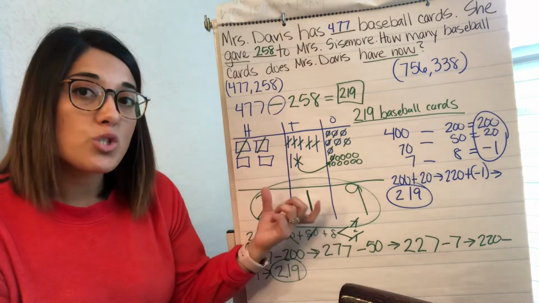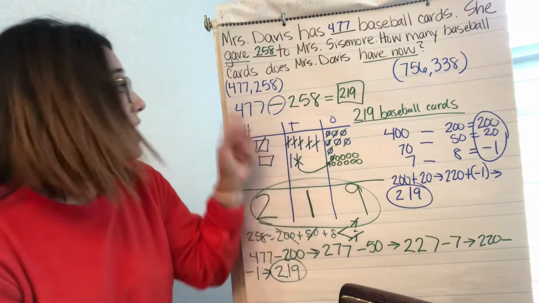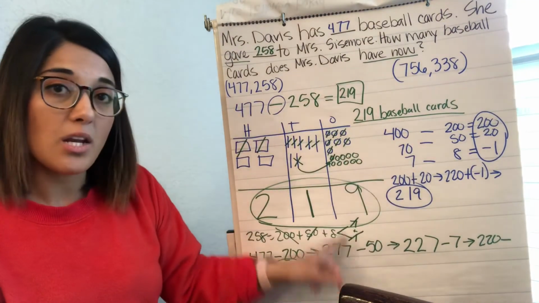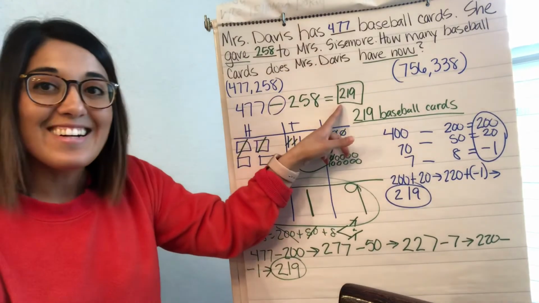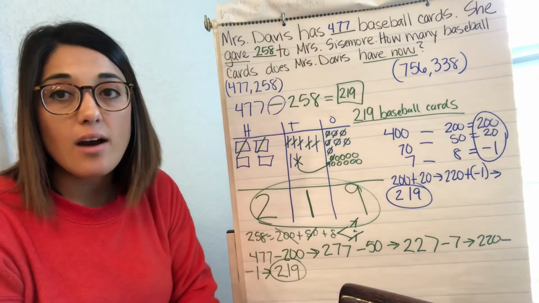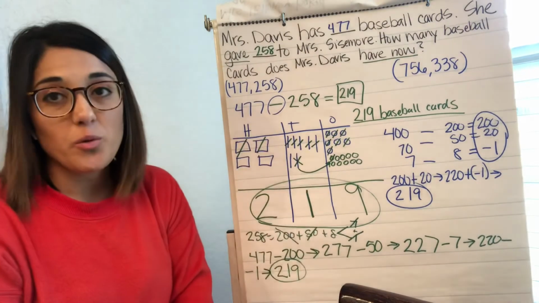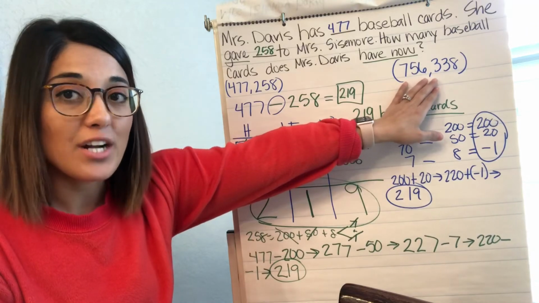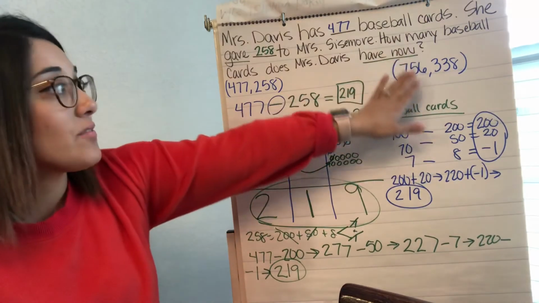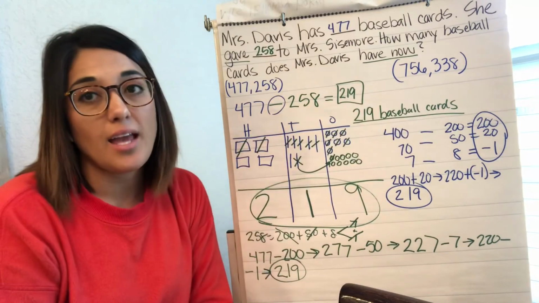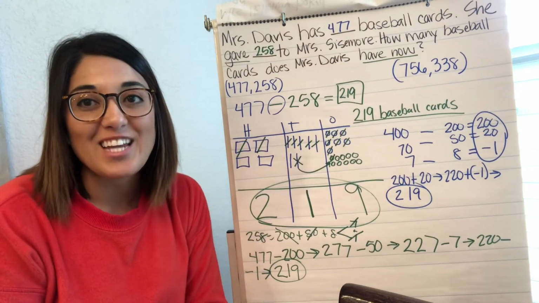Because sometimes with just the equation, if you just wrote this, I wouldn't see maybe the steps you did in your head in order to get this answer. So be sure to show all the work. Anything that you do in your head, be sure to write it down, whatever you feel comfortable with. All right, so now it's your turn to do the second set on your own. Miss Davis has 756 baseball cards. She gave 338 away to Miss Sizemore. How many does she have now?